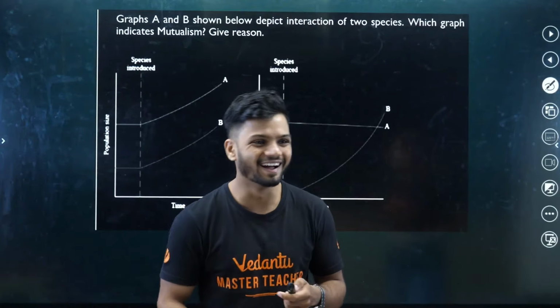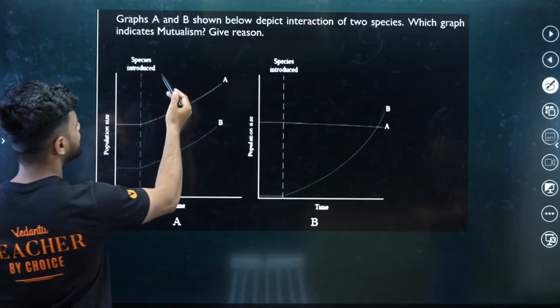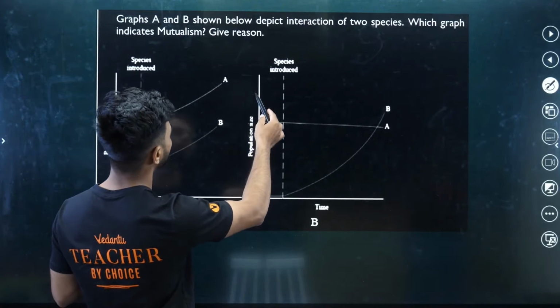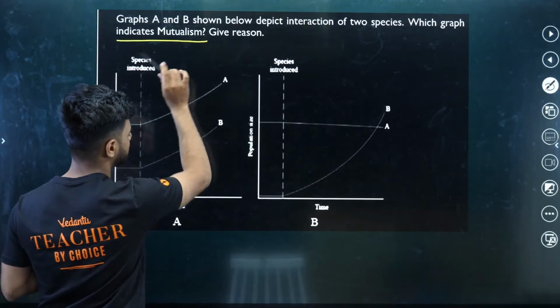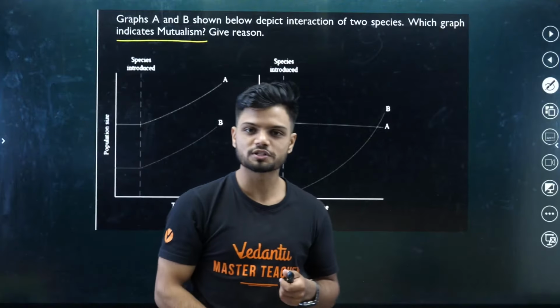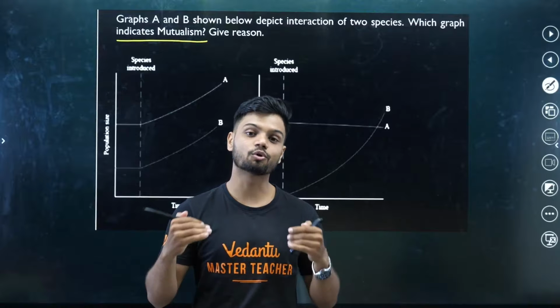Now, we have one more question here. The graphs A and B shown below depict the interaction between two species. Which indicates mutualism? Simple question. What happens in mutualism? In mutualism, both the species are benefited. Both the species will grow together.